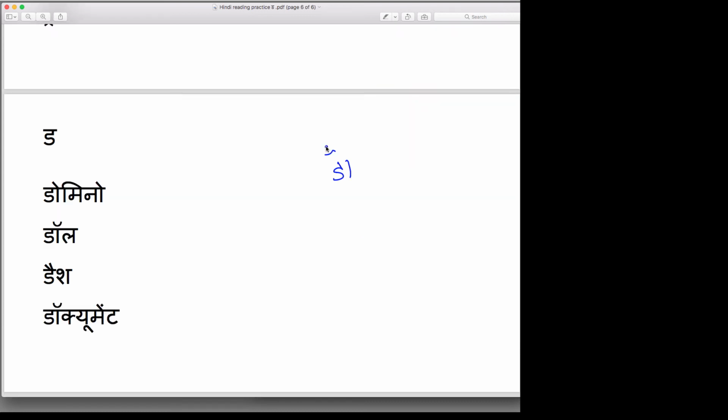So these are all English words like domino, domino pizza, doll, dash, document.